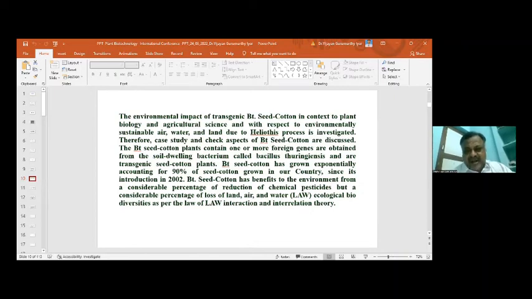BT seed cotton has grown exponentially, accounting for 90% of the seed cotton growing in our country since its introduction in 2002. BT seed cotton has benefits to the environment from a considerable percentage of reduction of chemical pesticides, insecticides, but a considerable percentage of loss of land, air and water, ecological biodiversity as per the law of land, air, water, interaction, interrelation, ecological theory.